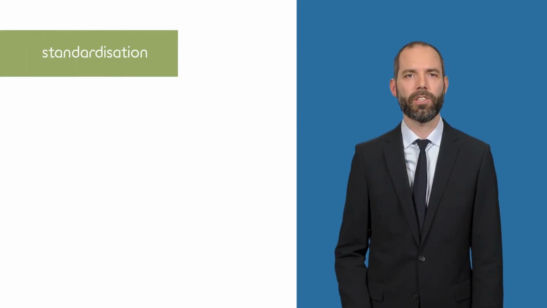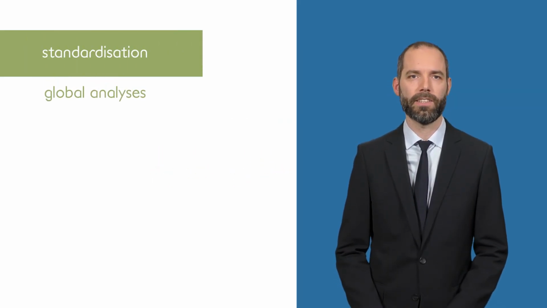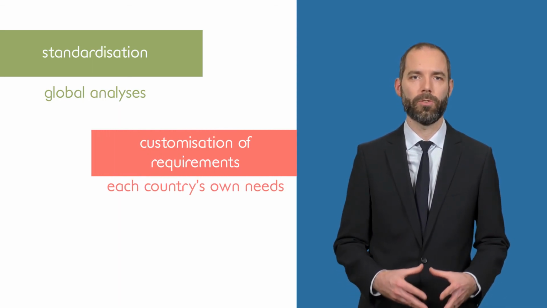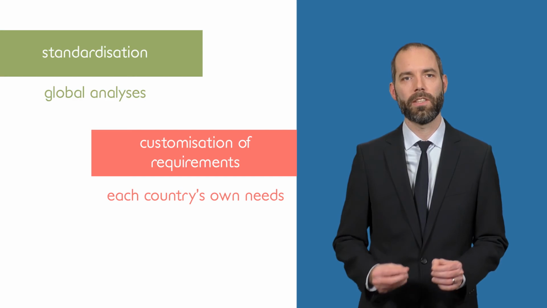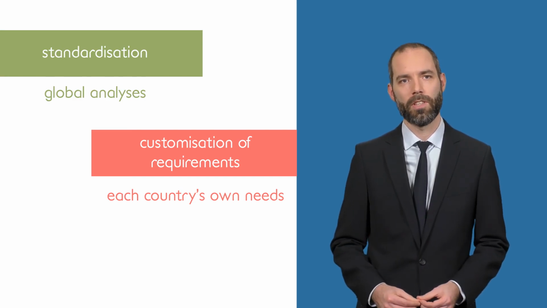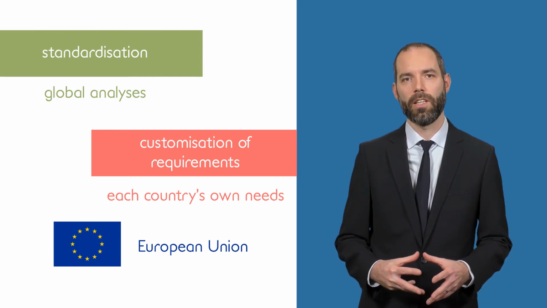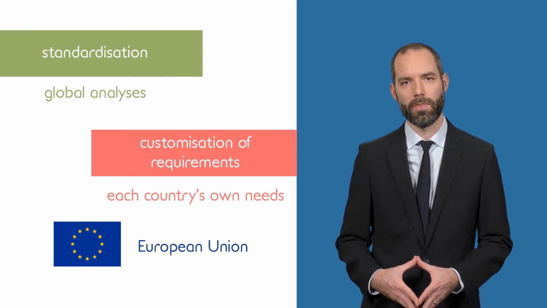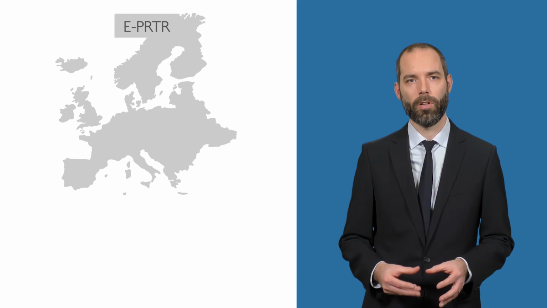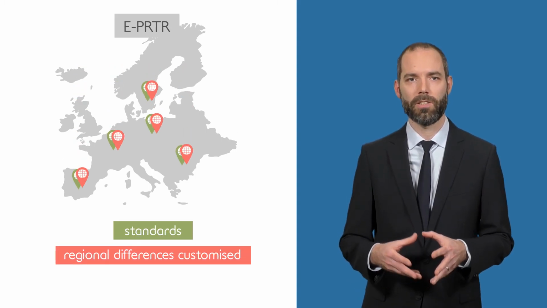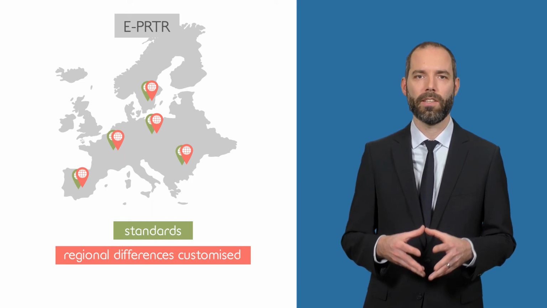While standardization is essential for global analysis, customization of requirements for each PRTR is necessary to ensure PRTRs meet each country's own needs. A good example of standardization with regional variation is in the European Union. EU countries all follow the same standards, but still have regional differences customized to the environmental focus and industries in each country.